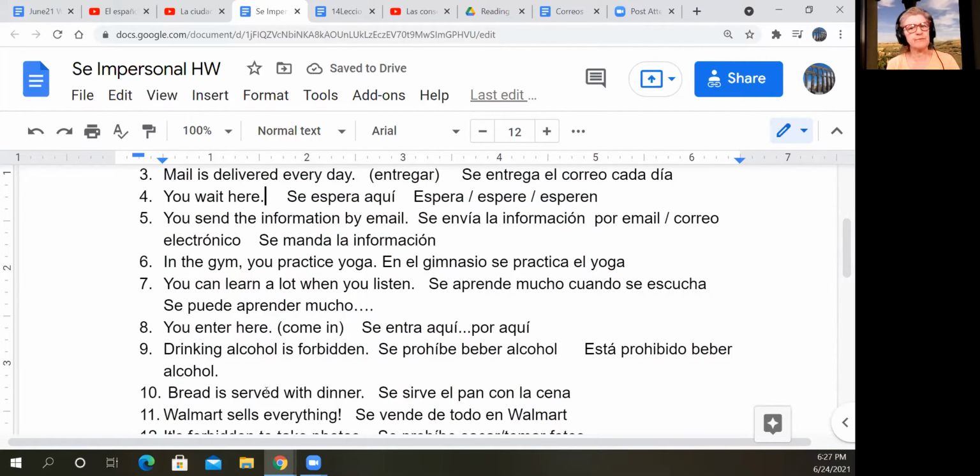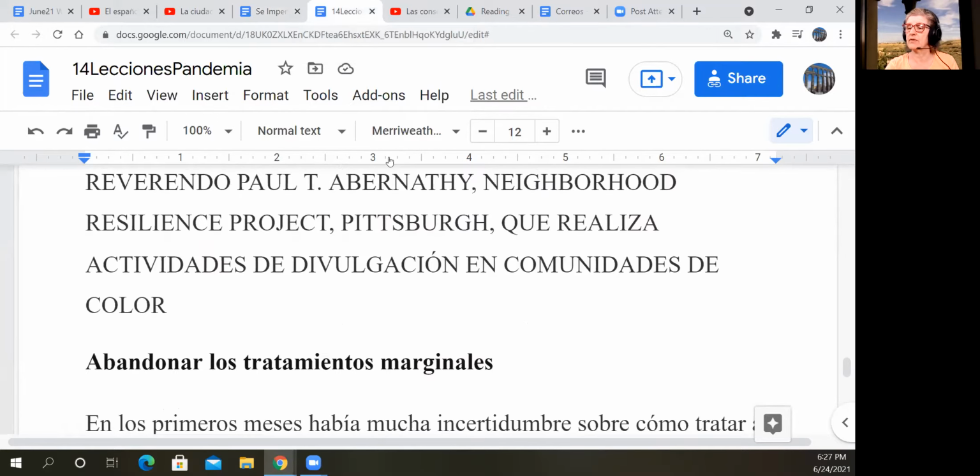Bueno, entonces, es fácil de entender. Is this easy to understand? That we use this se just in a really, really general sense to say you, any old person does this. Okay. And this is used a lot, not just on signs, but by people talking to each other all the time. So that's one of the uses of se. We're going to see very soon some other examples. So I want to take a look now, if you can pull this up, this article.